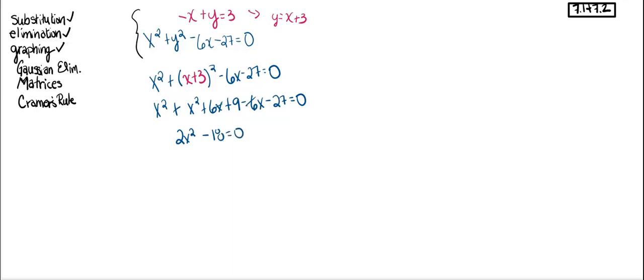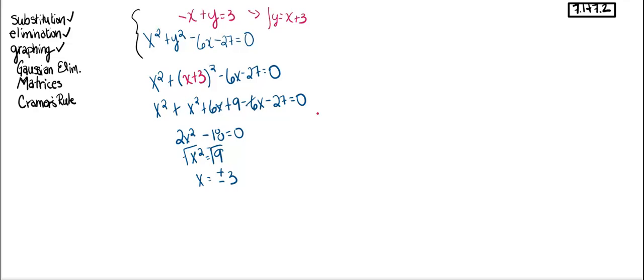Now there's a couple ways I can do this. Because I don't have an x variable, I just have the x squared variable, I'm going to add 18 to both sides, and then divide by 2, and I get x squared equals 9. So then I have to take the square root of both sides. Now, don't forget that when I take the square root of both sides, I have two solutions. I have both positive and negative 3 that satisfy this. So I've got to substitute both of those back into an equation to solve for y.